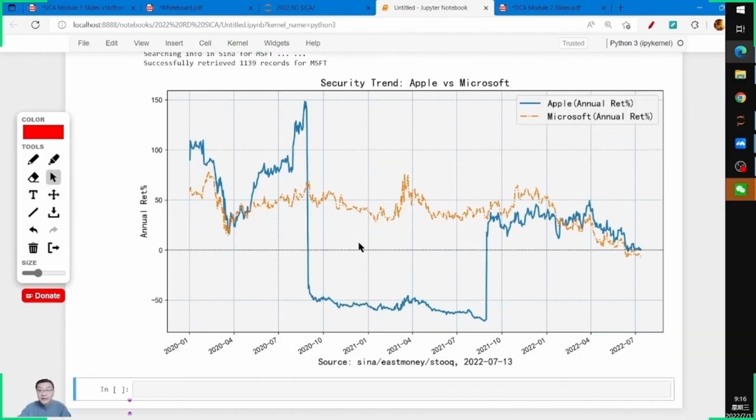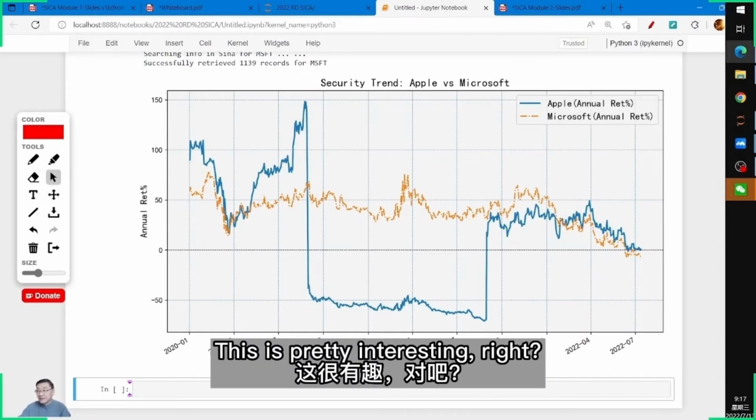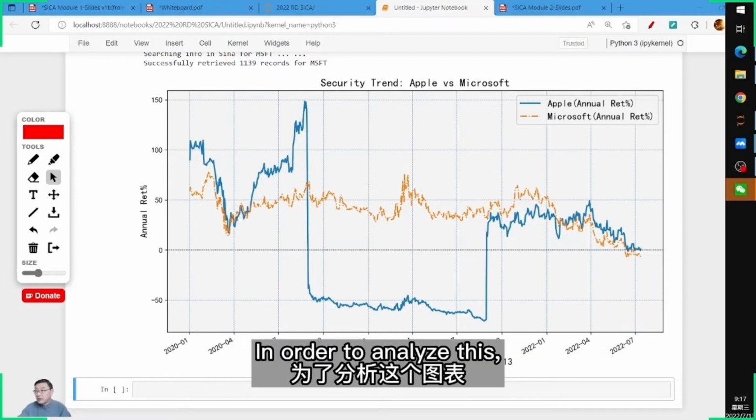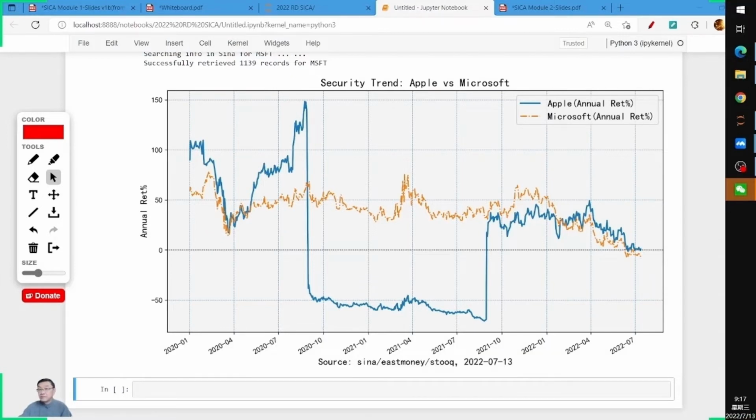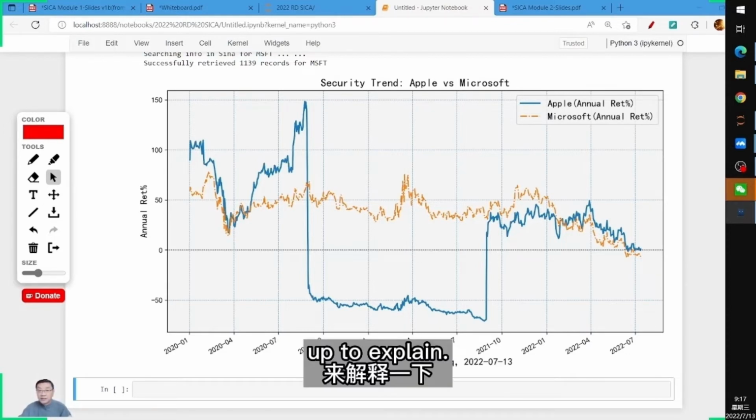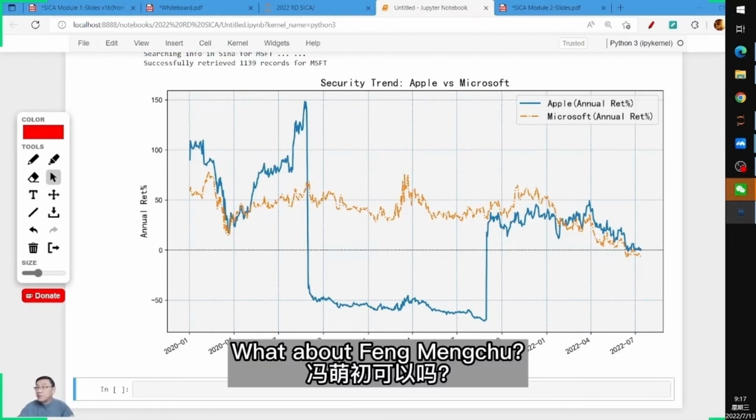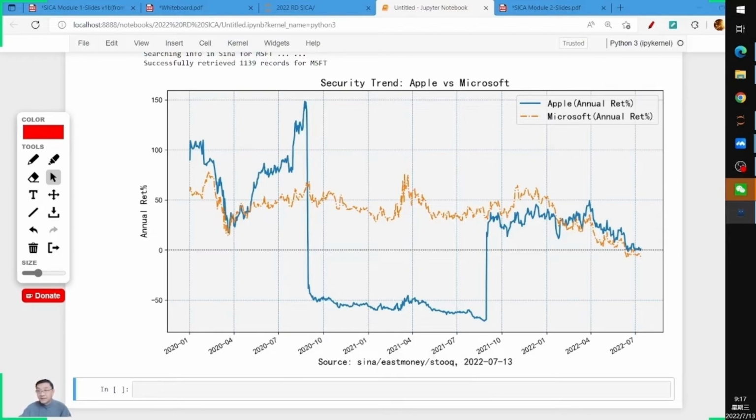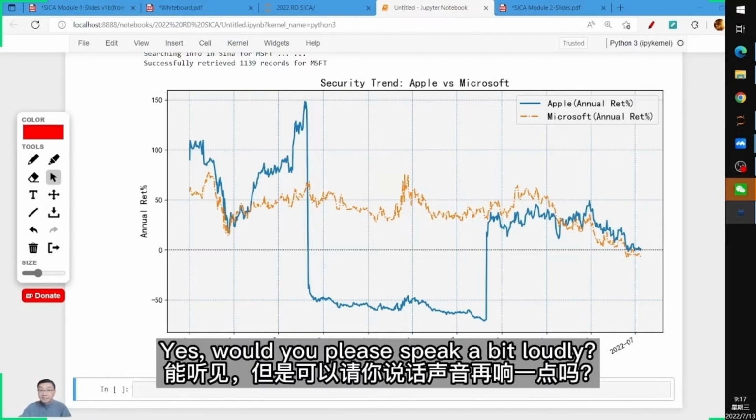Okay. Wow. This is pretty interesting, right? This is amazing, this graph. Very amazing. In order to analyze this, I need to find someone to help explain. What about Feng Mengchu? Mengchu, are you there? Hello, Professor. Can you hear me? Yes. Would you please speak a bit louder?